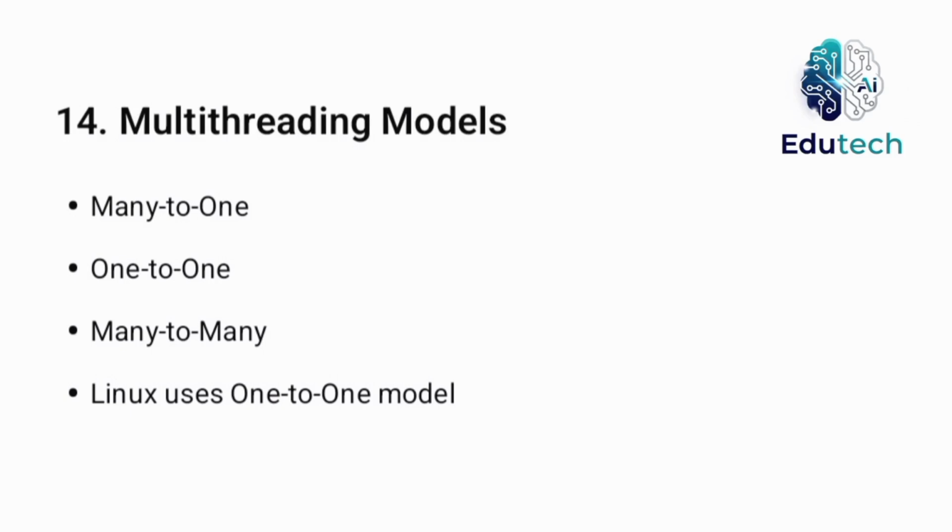Multithreading models. There are three main multithreading models: many-to-one, multiple user threads mapped to one kernel thread; one-to-one, each user thread mapped to a kernel thread; and many-to-many, multiple user threads multiplexed over multiple kernel threads. Linux primarily uses the one-to-one model, providing better concurrency and performance.